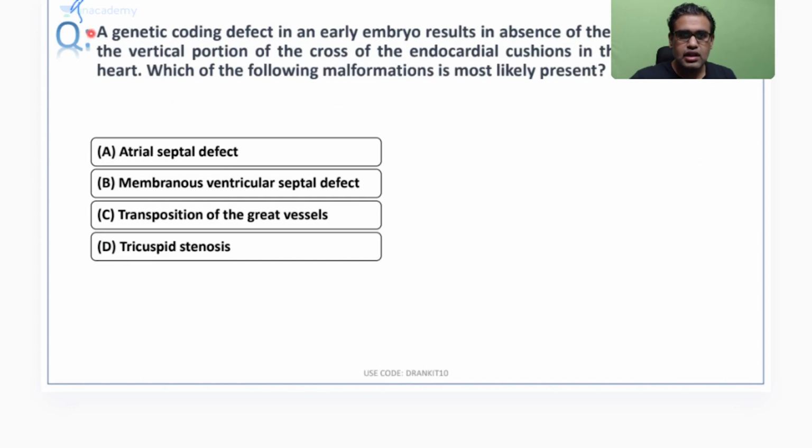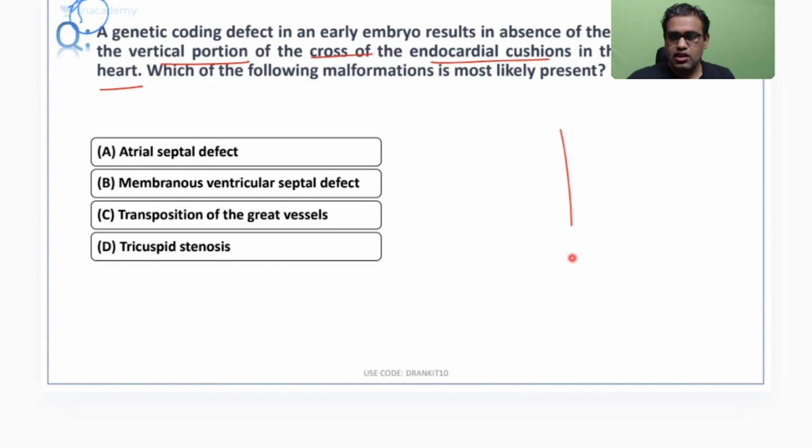next one. A genetic coding defect. Now look at this question on the thorax part. A genetic coding defect in an early embryo results in absence of lower part of the vertical portion of the cross of the endocardial cushion in the developing heart. Don't worry, we'll explain it. Which of the following malformations most likely present?